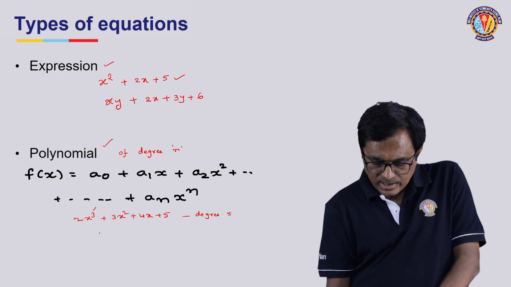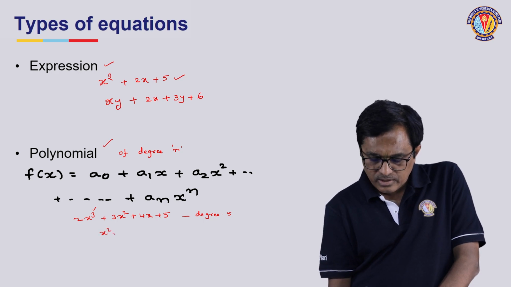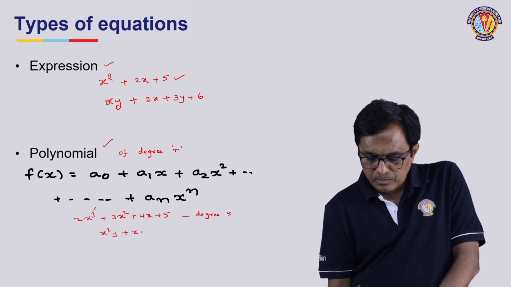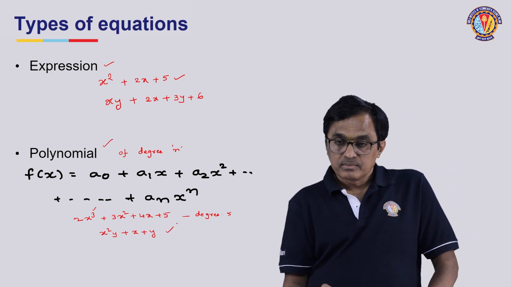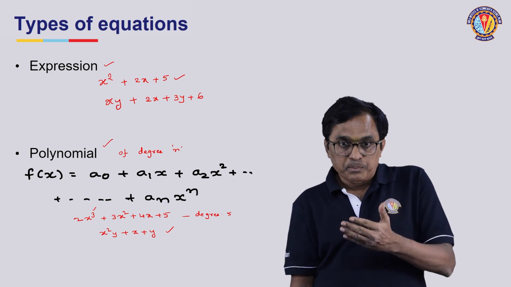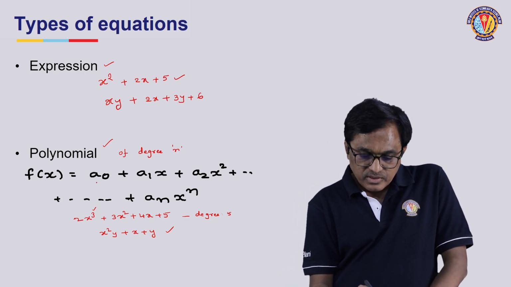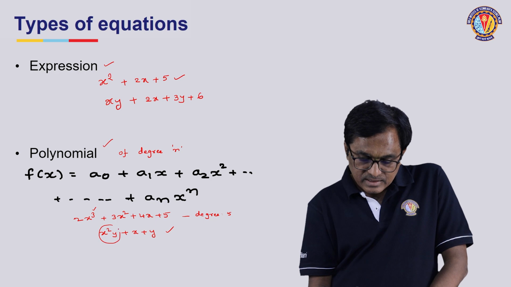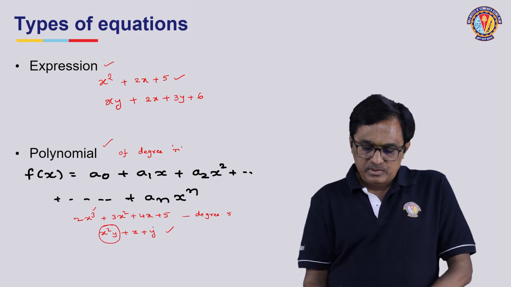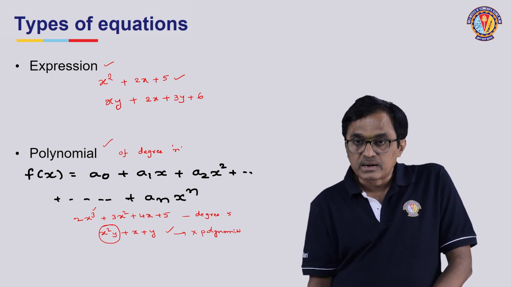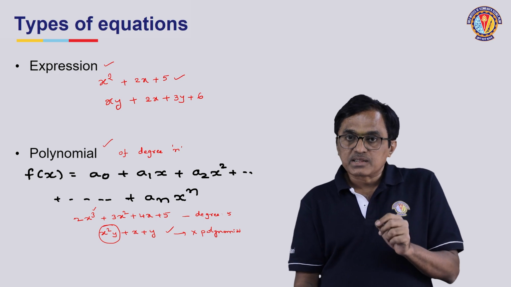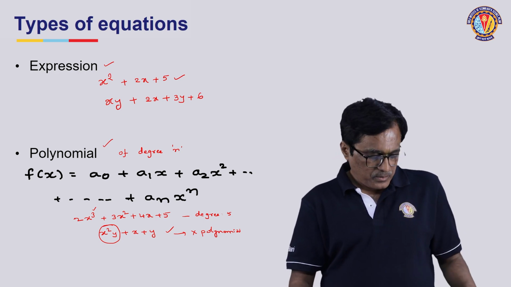Suppose if we write something like x square y plus x plus y, is it a polynomial? Yes or no? It is not a polynomial, because if you see here, it is not of the form, right? Here x square y is there, and that too involving two variables. So this is not a polynomial. Now we are able to understand whether the given expression is a polynomial or not.